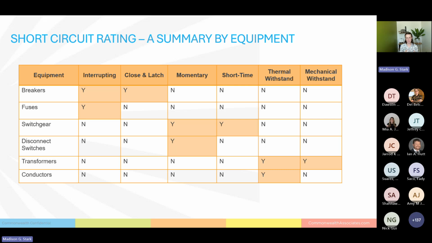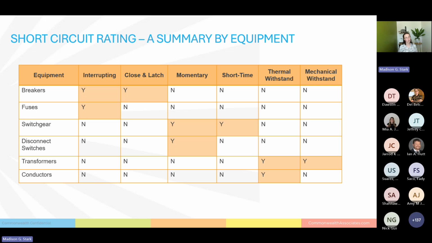So this is general, this is typical. For breakers, you're going to have interrupting and close and latch. Both of those are important to be evaluated for your system. For fuses, you're really only going to have your interrupting. There's not an amount of current that you need your fuse to survive. You really need your fuse to trip, basically, and that's what you're doing for your fuse.